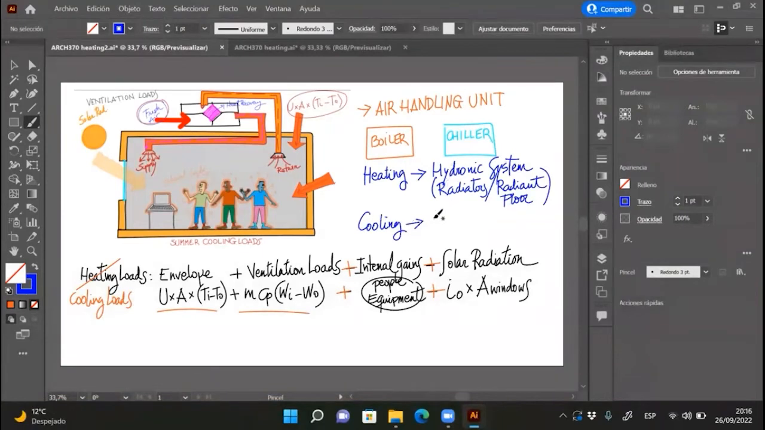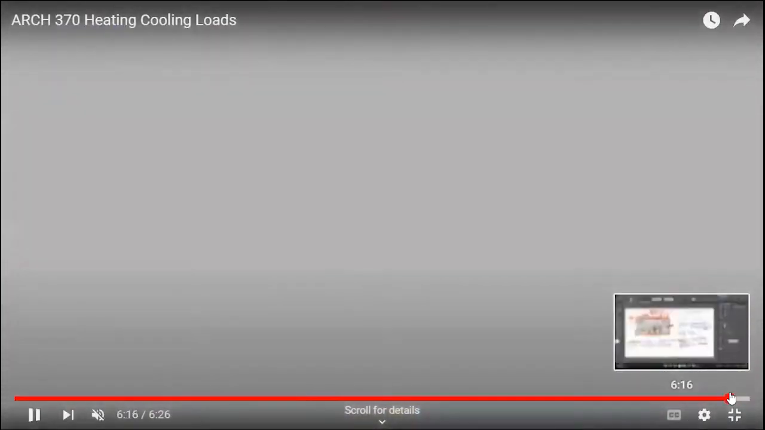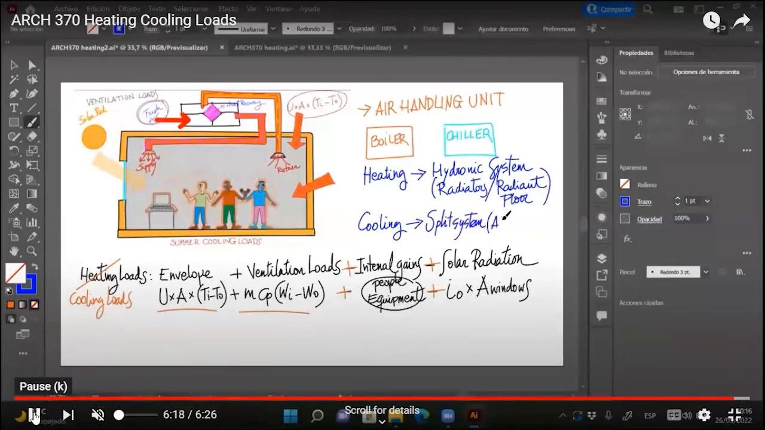And finally, for cooling, we're going to use a split system with an air-to-air heat pump. Okay, so that's what we are going to end up having in Revit. Okay, so what are we going to do in Revit? We are done with the air handling unit and the ductwork, but now we have to connect things to the air handling unit. We're going to connect the boiler and the chiller, and that will be just for ventilation loads.